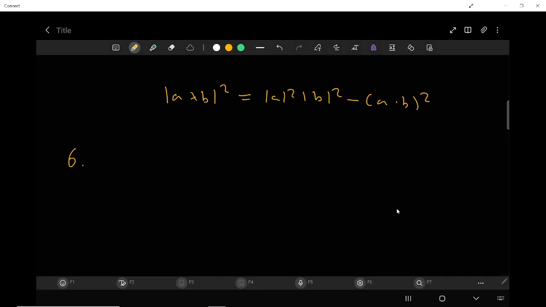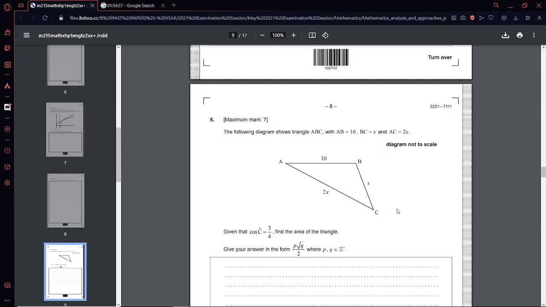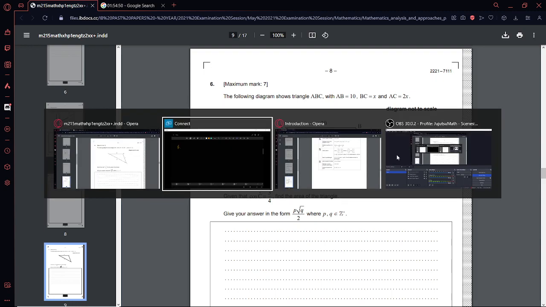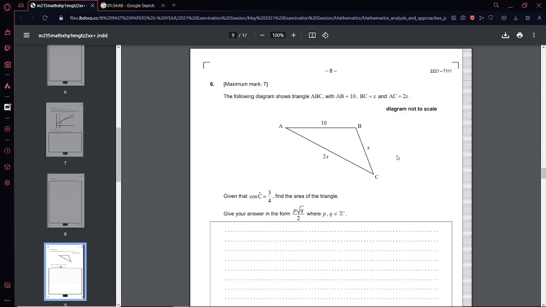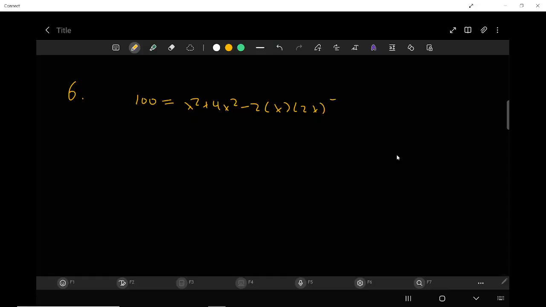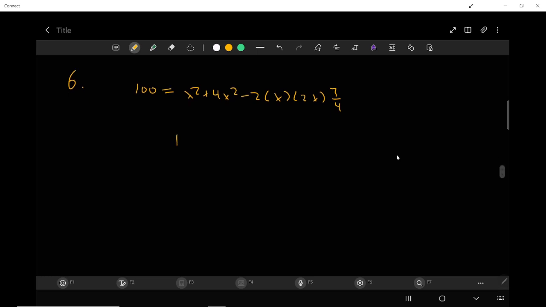It's question six. We have this triangle. Given that cos C is 3 over 4, find the area of the triangle. Okay. Cosine rule, and we can find x. So 100 equals x squared plus 4x squared minus 2 lots of x times 2x times cos C, which is 3 over 4. 100 equals 5x squared minus 3x squared. 100 equals 2x squared.